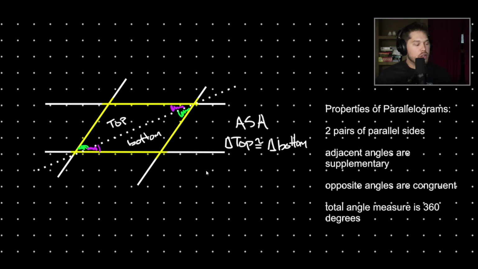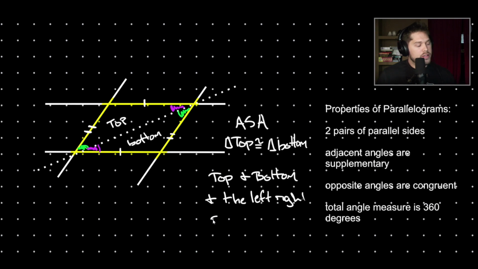Now, what's the repercussion of having these congruent triangles? Well, that means the corresponding parts of our corresponding triangles are congruent. Therefore, we know that our top side is congruent to our bottom side, and our left-hand side is congruent to our right-hand side. So another property of parallelograms is that the top and bottom and the left and right sides are congruent. Or rather, the sides which are parallel to each other are also congruent.